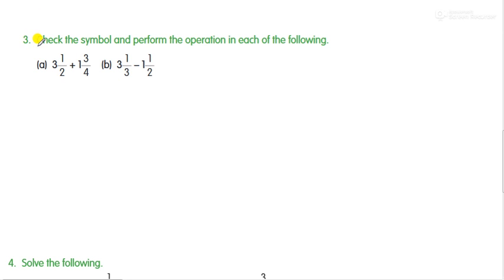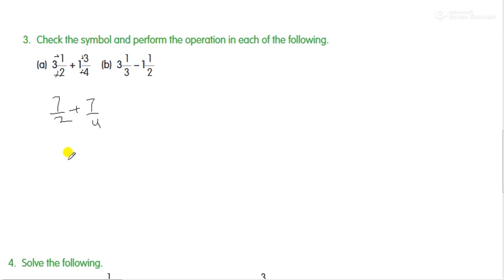Next, the third bit is check the symbol and perform the operation in each of the following. Here 3 is to 1 by 2 plus 1 is to 3 by 4. So here multiply 3 into 2. 3 twos are 6. 6 plus 1, 7 by 2. Plus here 4 ones are 4 plus 3 is 7 by 4.